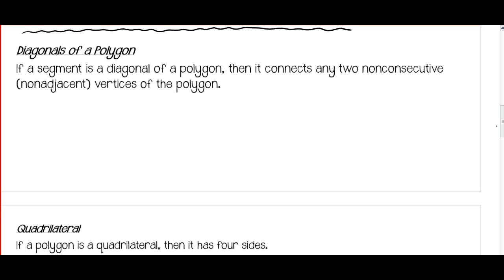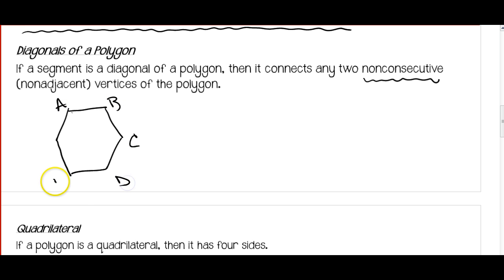Diagonals of a polygon. If a segment is a diagonal of a polygon, then it connects any two non-consecutive, non-adjacent, not next to each other, vertices of the polygon. So let's take a look at a six-sided polygon, or a hexagon. I've got A, B, C, D, E, and F. If I want to draw a diagonal, I'm going to pick any two vertices that are not next to each other, that are non-adjacent.